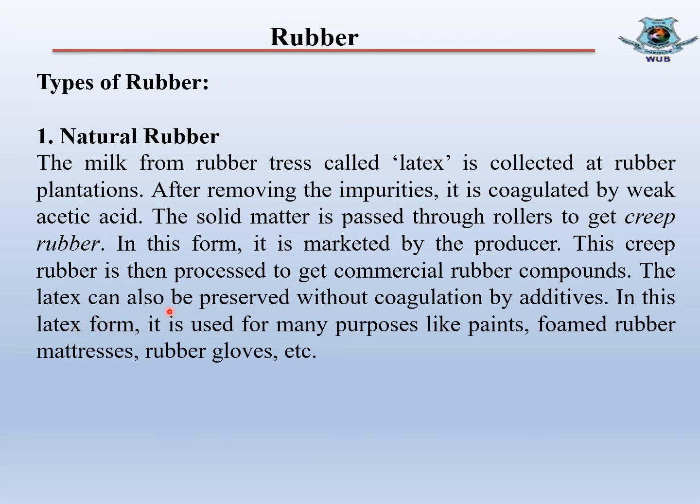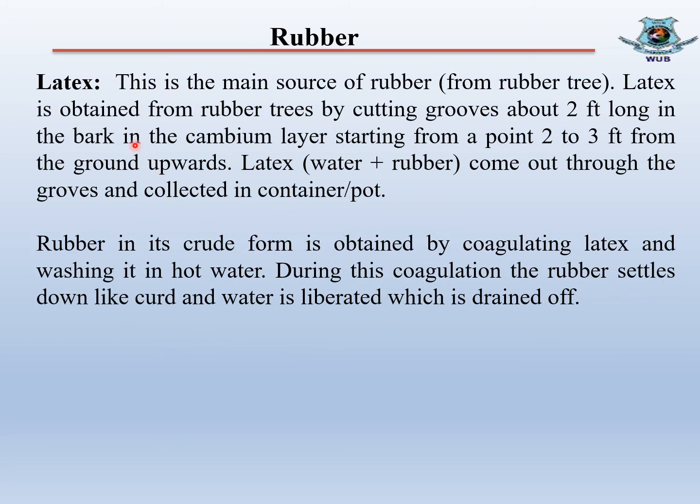The latex can also be preserved without coagulation by additives. In this latex form, it is used for many purposes like paints, foamed rubber, mattresses, rubber gloves, etc. Latex. This is the main source of rubber and it is obtained from the rubber tree. Latex is obtained from rubber trees by cutting grooves about 2 feet long in the bark in the cambium layer, starting from a point 2 to 3 feet from the ground upward. Latex, which is the combination of water and rubber, comes out through the grooves and is collected in a container or pot.